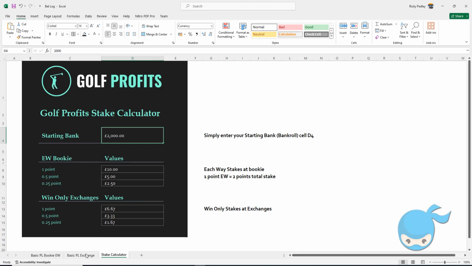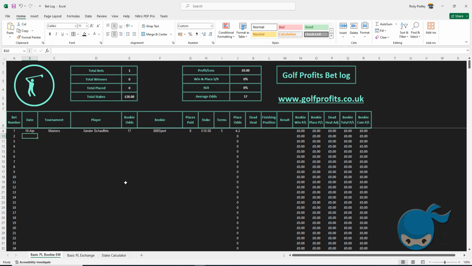Moving on to the two other sheets, we've got a sheet to log our Bookmaker Each Way bets and to log our exchange bets. So looking at the Bookmaker sheet first, a brief run through. We've got some summary things at the top which are automatically populated.